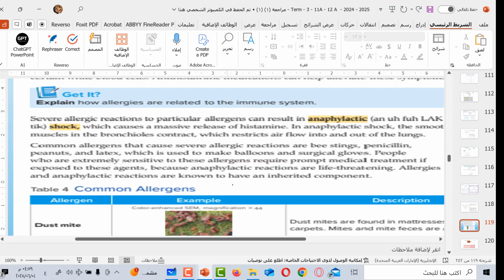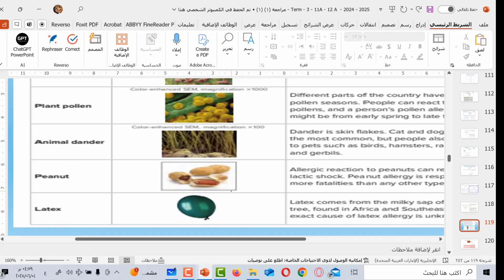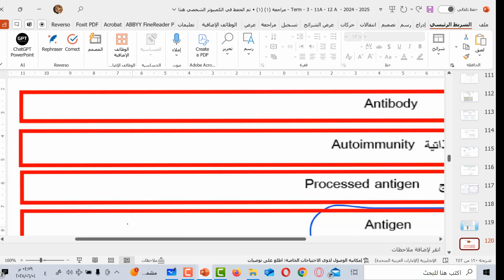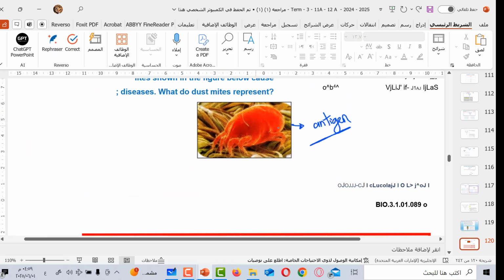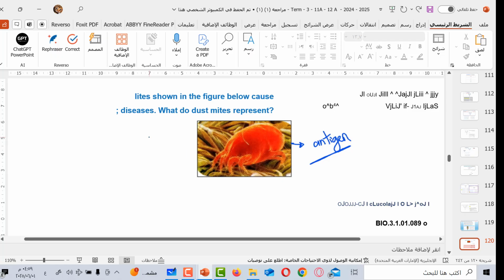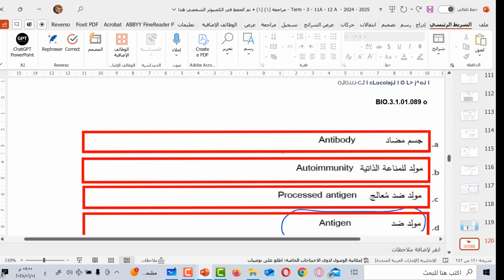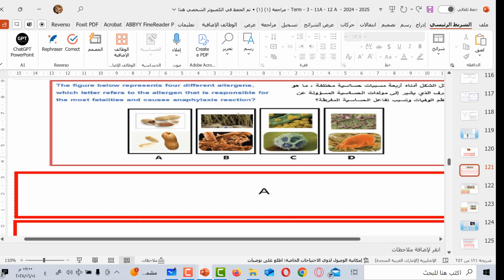اوكي، طبعا احنا اتكلمنا على اسباب الحساسية، فسامحوني النظر على قده شوية. نشوف سؤال زي ده على هذه الجزئية والاجابة بتاعته موجودة هنا. ده طبعا داست مايت على طول، ولكن هو بيسأل على حاجة تانية. بيسأل it's shown in the figure below causes disease. What do dust mite represent؟ كمولد ضد.